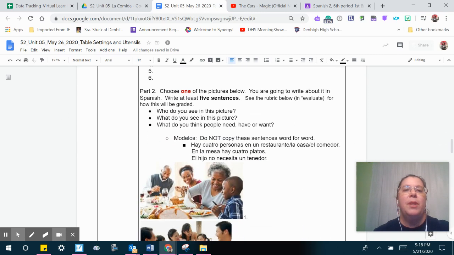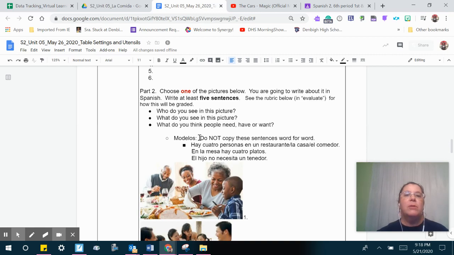Part 2. Choose one of the pictures below, only one. You're going to write about it in Spanish. Please write at least 5 sentences. See the rubric below in Evaluate for how this will be graded. Who do you see in this picture? What do you see in this picture? What do you think people need, have, or want?